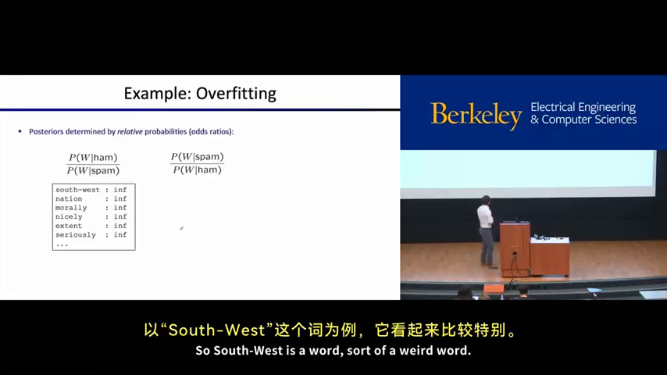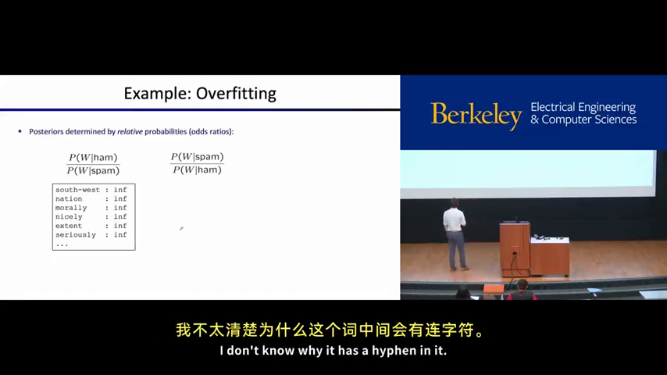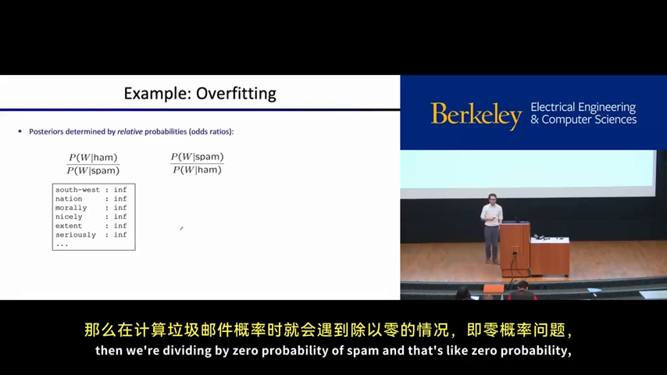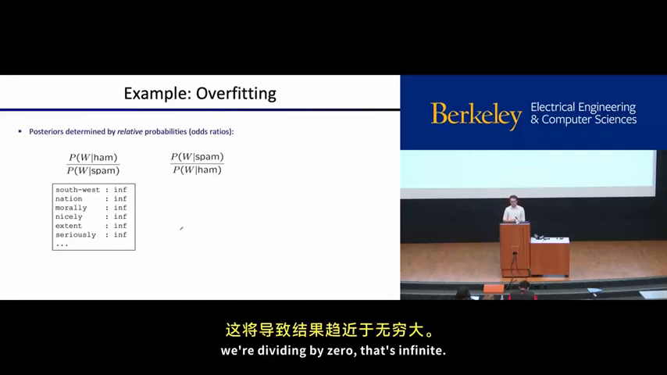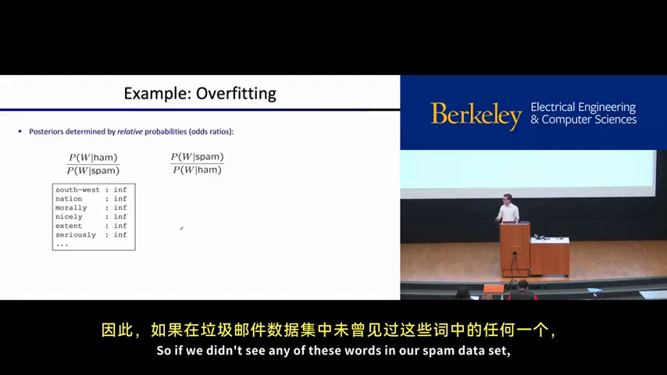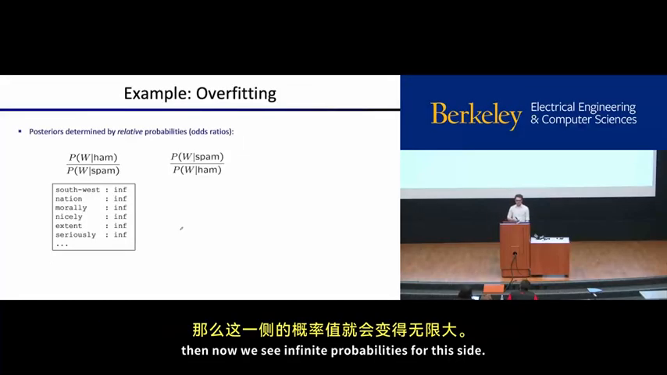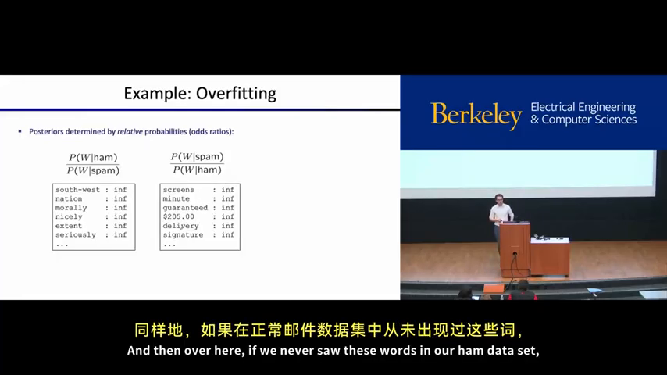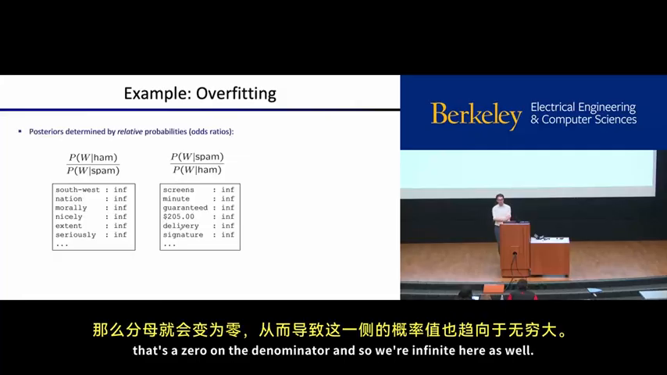So southwest is a word, sort of a weird word. I don't know why it has a hyphen in it, but if we never saw that word in our data set, then we're dividing by 0 probability of spam. We're dividing by 0, that's infinite. So if we didn't see any of these words in our spam data set, we see infinite probabilities for this side. We think it's just got to be ham. And then over here, if we never saw these words in our ham data set, that's a 0 in the denominator, and so we're infinite here as well.